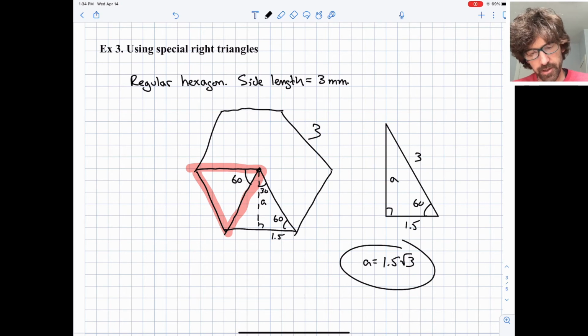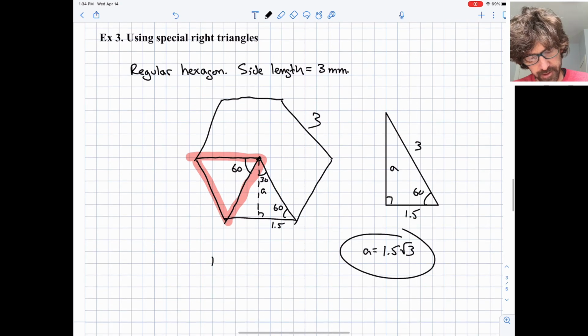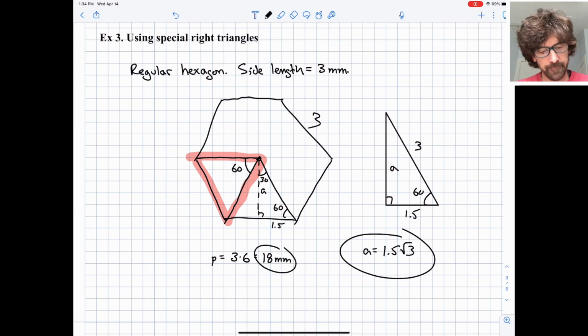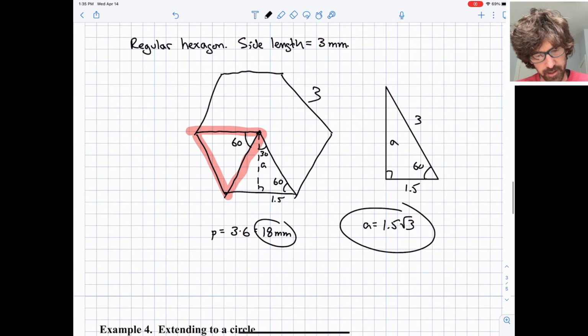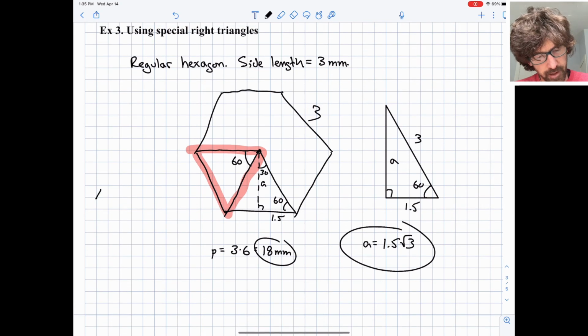So we can use our formula. Let's actually find the perimeter first. We have a hexagon with a side length of 3, so 3 millimeters each side, 6 total sides. So we have a perimeter of 18 millimeters. So that's important as well. And then let's just plug it all into our formula here. Our area is 1/2 times the apothem, which is 1.5 root 3, times 18, the perimeter.